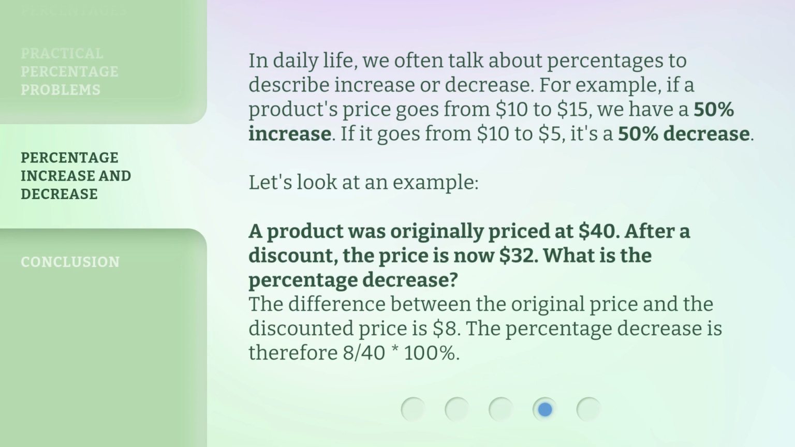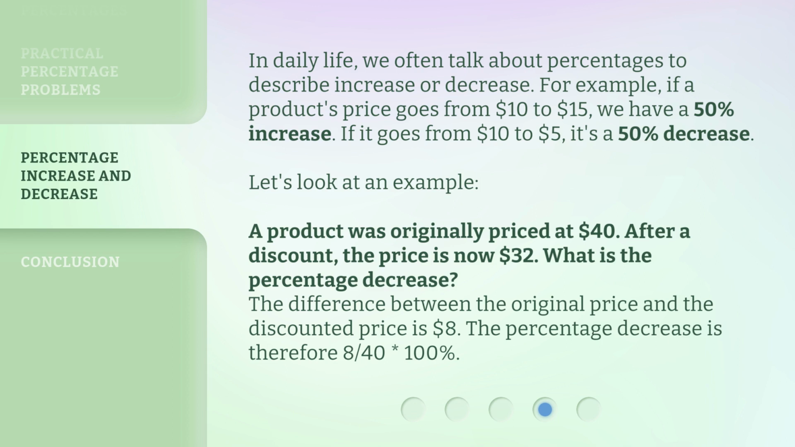In daily life, we often talk about percentages to describe increase or decrease. For example, if a product's price goes from $10 to $15, we have a 50% increase. If it goes from $10 to $5, it's a 50% decrease.